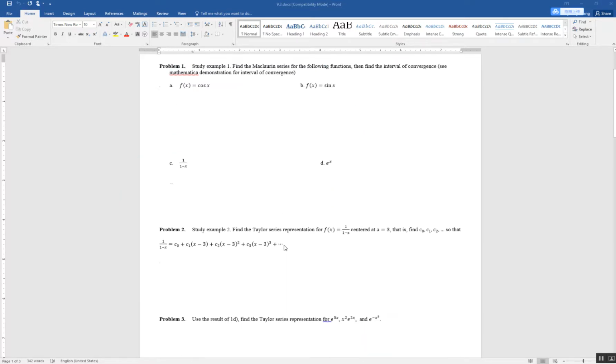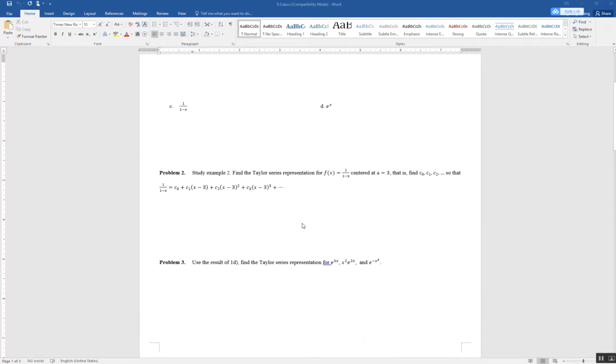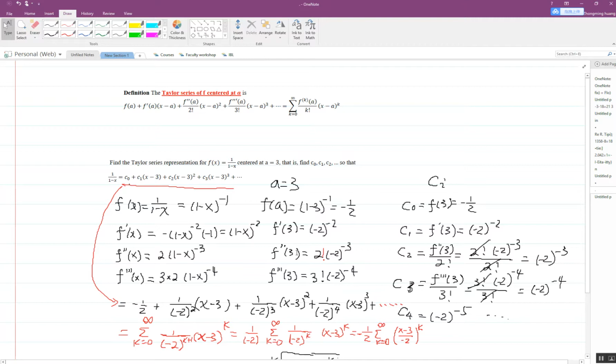Now we are going to try to find a Taylor series for a function, which is 1 over 1 minus x, centered at a equals 3. Let's just try that. In this particular problem, we want to find those c_i's so that 1 over 1 minus x can be written as a Taylor series centered at 3. To save time, I worked out the problems first, and then let's go through that line by line.